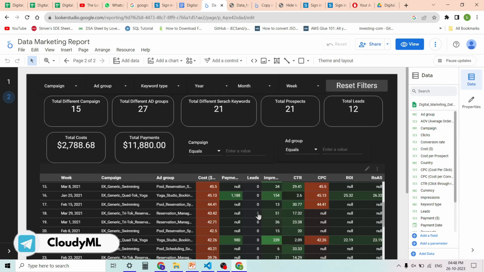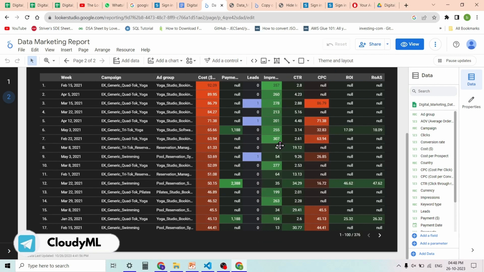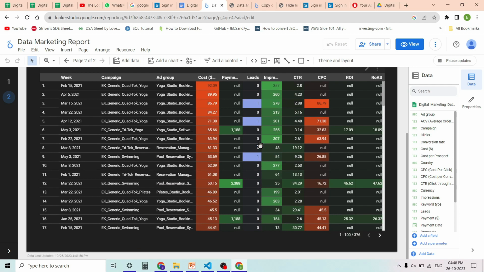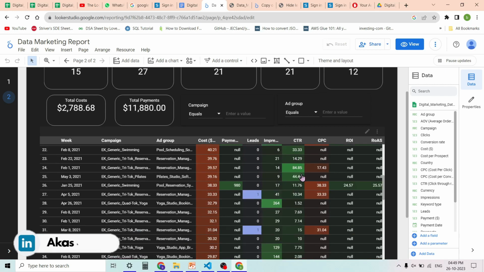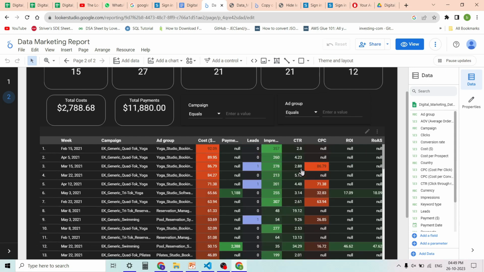Now the leads. In the leads, you can see that the number of leads we are getting is shown in dark blue color. That is good for us. Same for impressions. The greener the value, the better it is for us. For the click-through rate, you can see that the greener the value, the better click-through rate we are getting, and it is beneficial for us.